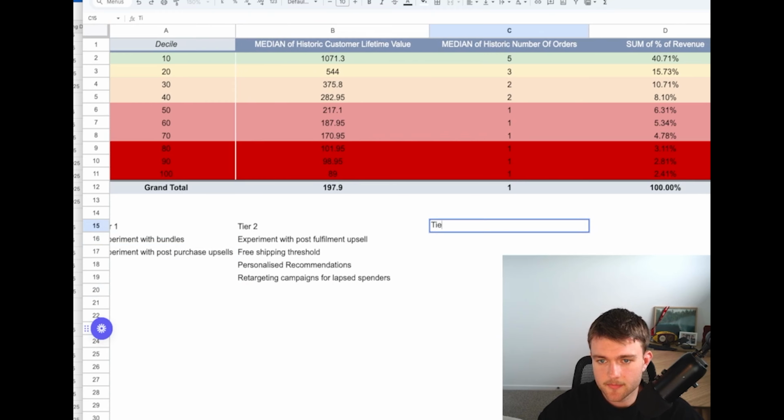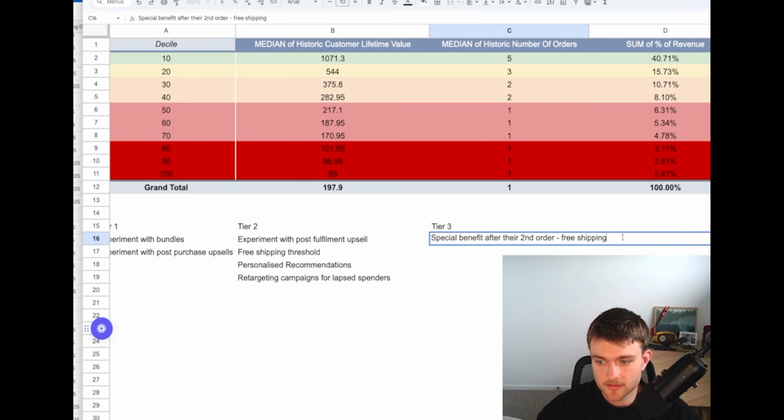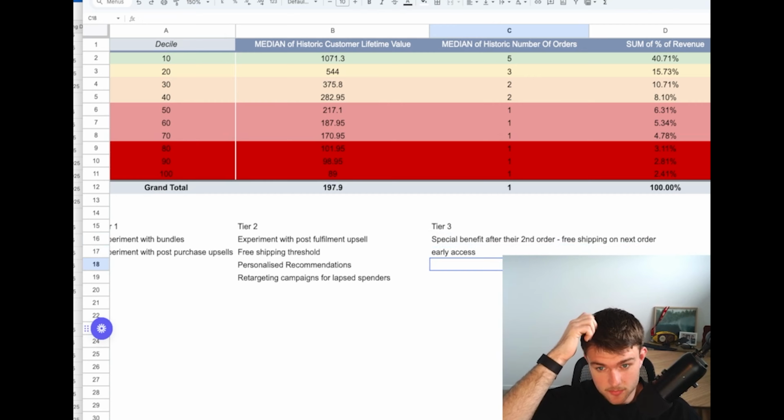Now, tier 3. How do we want to get people who have placed 2 orders to 3 orders? That's going to be things like a special benefit after their second order, like free shipping on their next order, early access. So you just want to make them feel special as well. It doesn't need to be anything tangible, but you could just say, look, on our next drop, you're going to get early access.